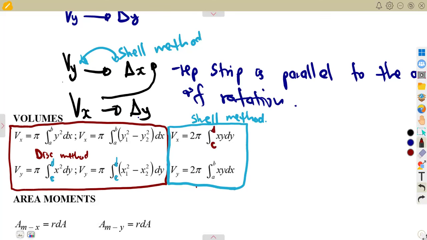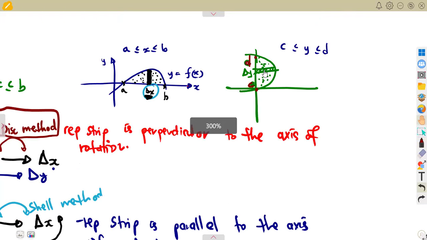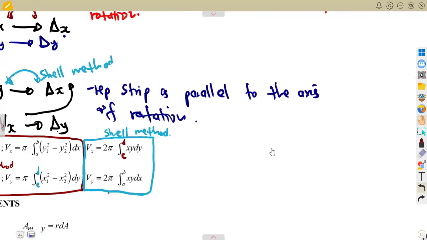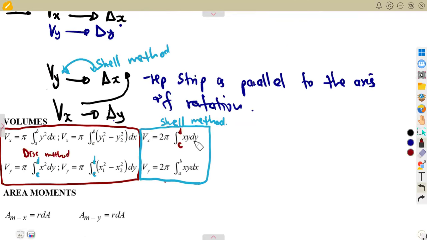C and D. So there they are using A and B, which is fine. But us, we just have C and D so that we do not confuse the limits for X and those ones for Y. All right. So that is the volume for X. So you're going to use the strip for Y, meaning to say you are using the limits for Y. The volume for Y, the strip for X. So this is the formula.